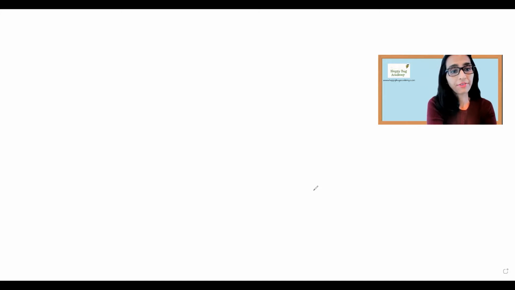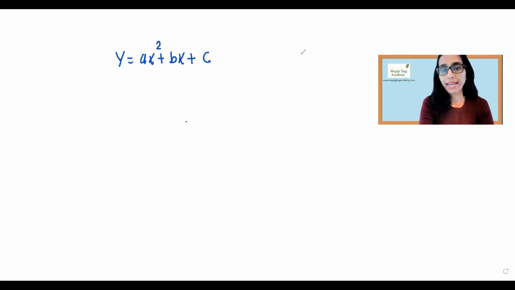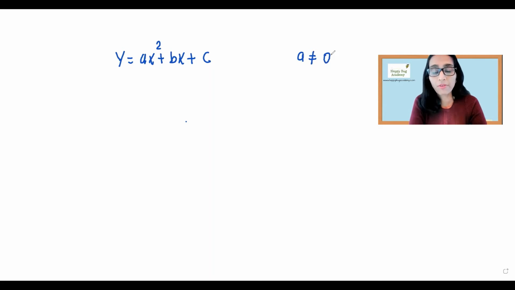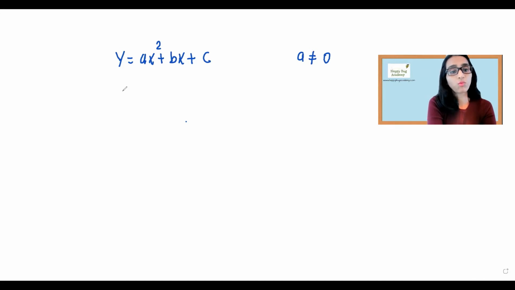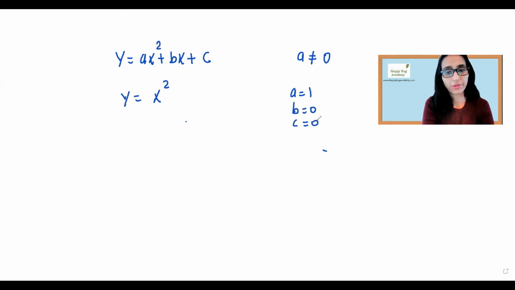A standard form of quadratic equation is given by y equals ax squared plus bx plus c, and a cannot be equal to 0. The simplest form of a quadratic equation is y equals x squared, where a is 1, b is 0, and c is 0.